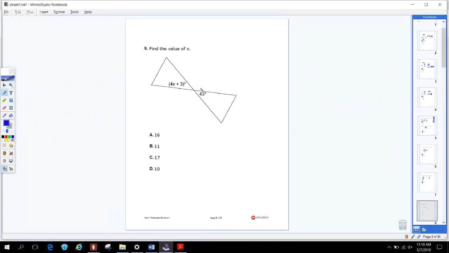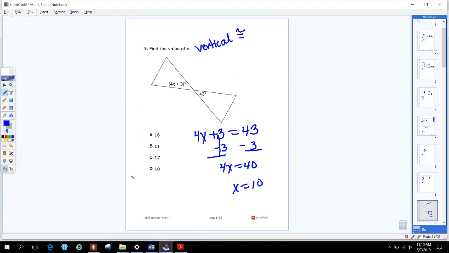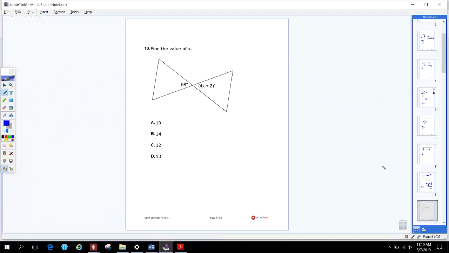All right, here we have vertical angles. We know that vertical angles form an X and they're congruent. So all we're going to do is set 4x plus 3 equal to 43. Subtract 3. 4x equals 40. Divide. And x equals 10. If it said find the value of the angle, well, we could just already look and see it's 43 because we could plug that in.